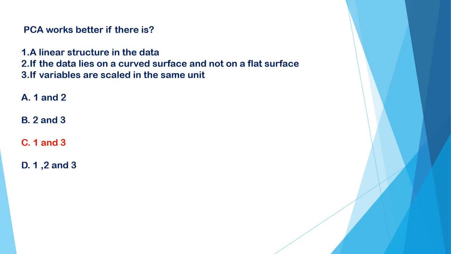PCA works better if there is, first, a linear structure in the data. Second, if the data lies on a curved surface and not on a flat surface. Third, if variables are scaled in the same unit. And the options are A first and second, B second and third, C first and third, D first, second and third.